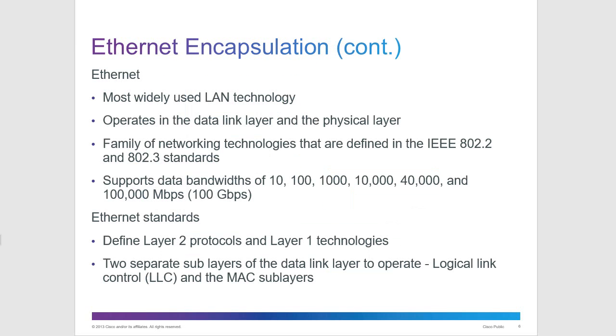What you see is kind of what you get here. It's the most widely used LAN technology. Ethernet operates in the data link layer and the physical layer. Covers the 802.2 and 802.3 standards. Operates at anywhere from 10, 100, 1,000, 10,000, 40,000, 100,000 megabits per second, which equals 100 gigabits per second.